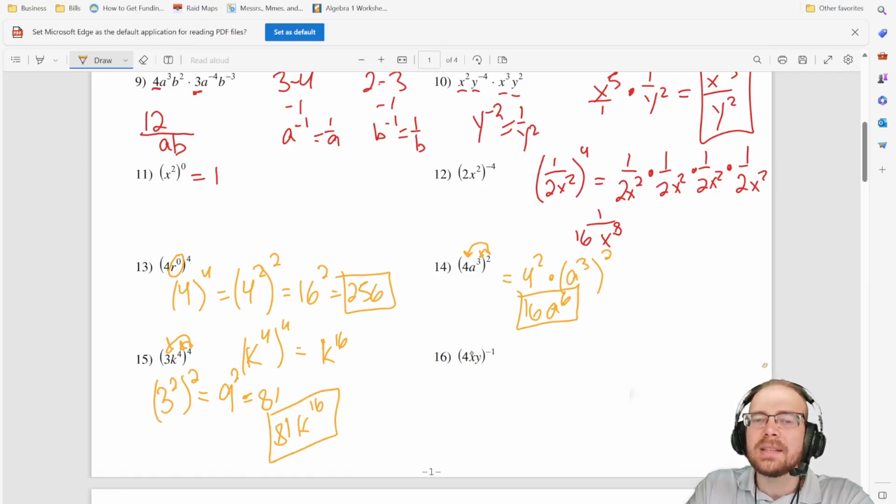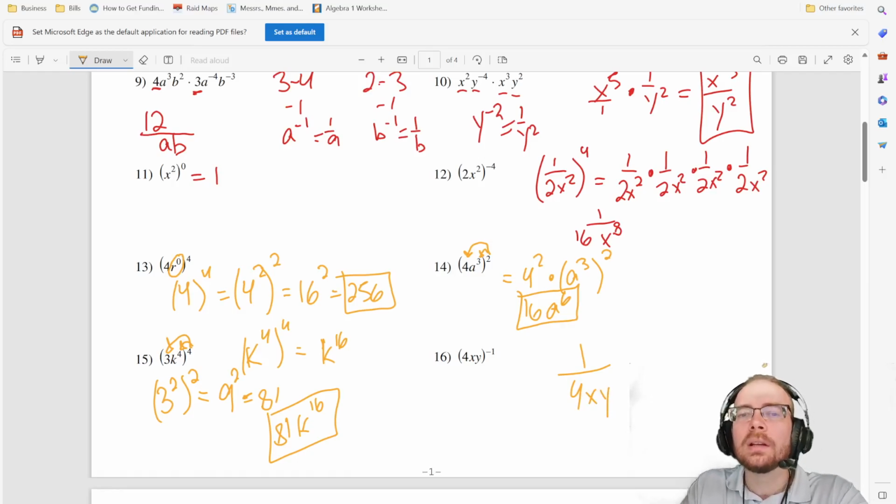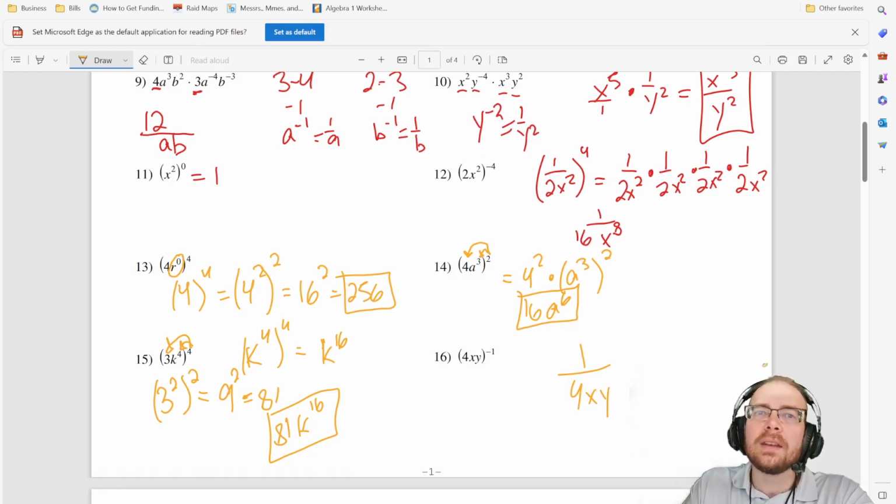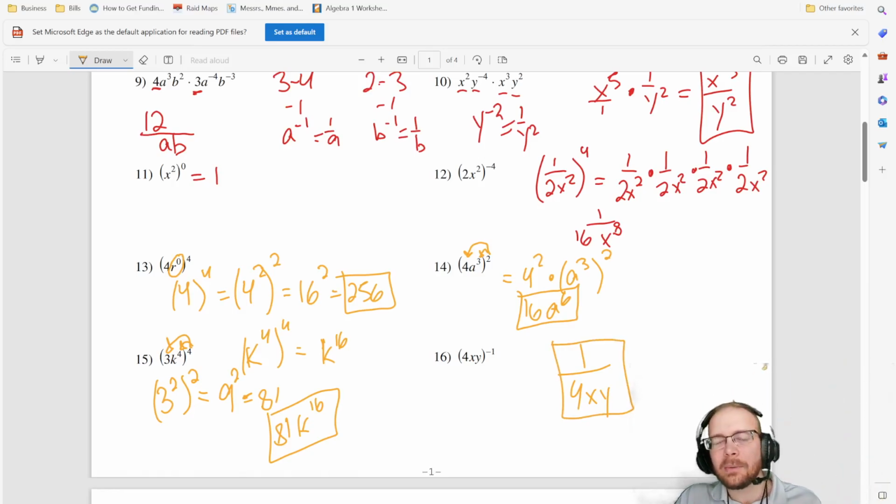And last but not least, that's a -1. So -1 just means I'm going to flip it, right? So I'm just going to flip it. And since it's a -1, I'm not going to take it to an actual power. I'm just going to flip it because the negative means I'm going to flip. So actually, that was it. That one actually was a little bit simpler than some of the other ones.